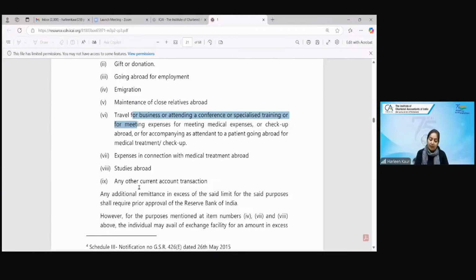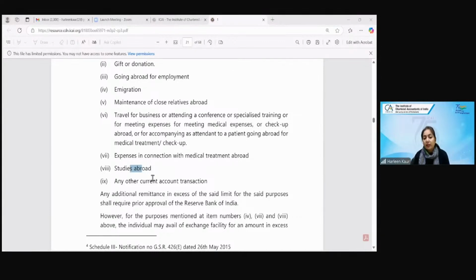And any medical expenses to be paid abroad. So the 7th point is related to the 6th point only. The only difference with the 6th point is that the attendant is also going. Here you're simply talking about the expenditures for the medical treatment. And if you're spending any money on studies abroad, you can spend up till $250,000, but beyond that you need the approval of RBI.